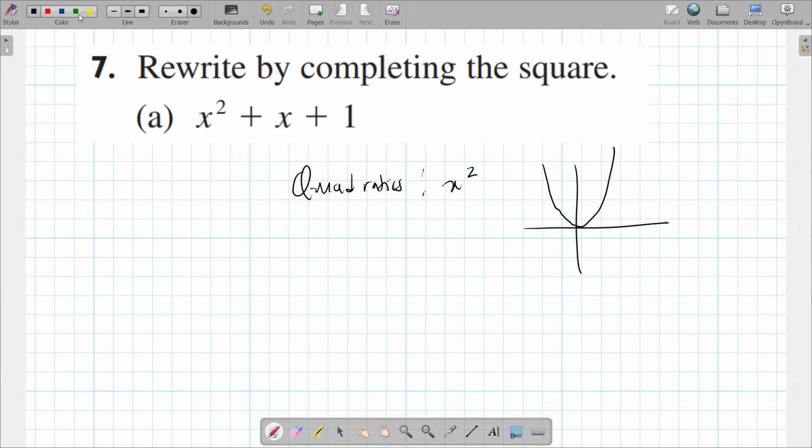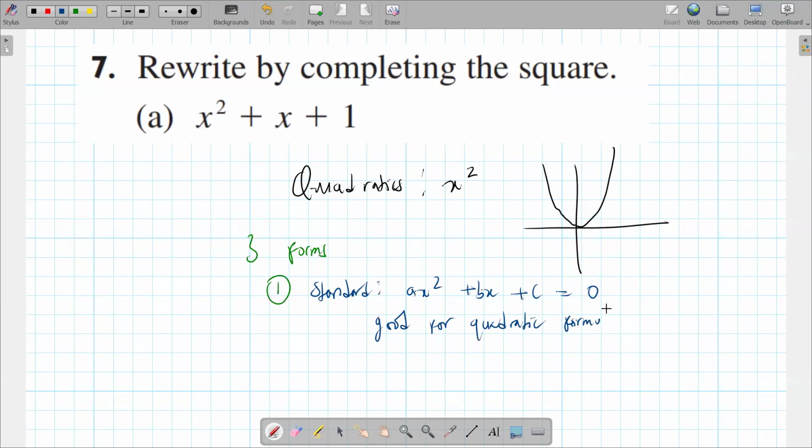Quadratics, you can write it in three forms. The first is the standard form, the one that we see up there. It's usually in this form, ax squared plus bx plus c equals 0. This is good for using the quadratic formula. The next one is what we call the vertex form. This is good for getting the vertex. It looks like this. There's a square term in there.